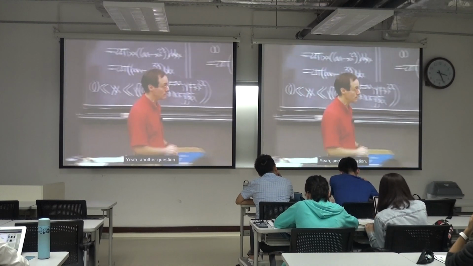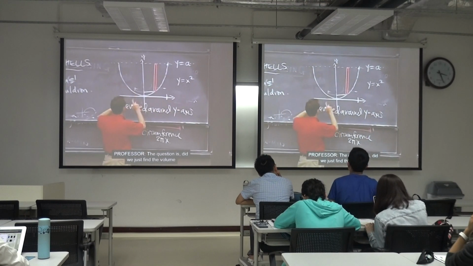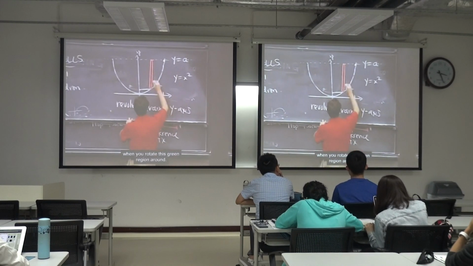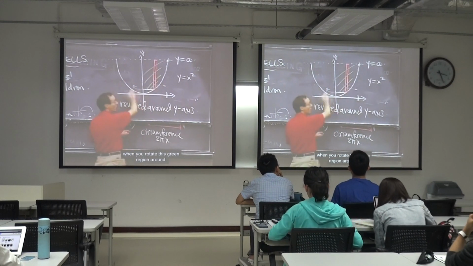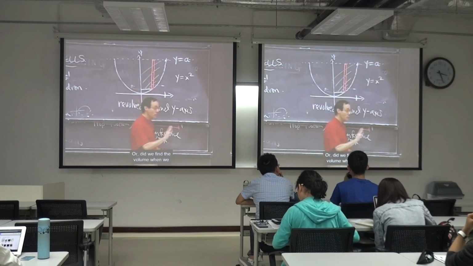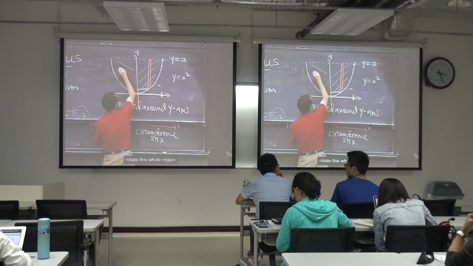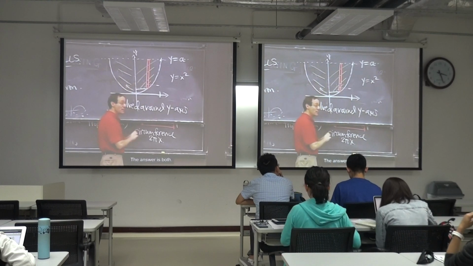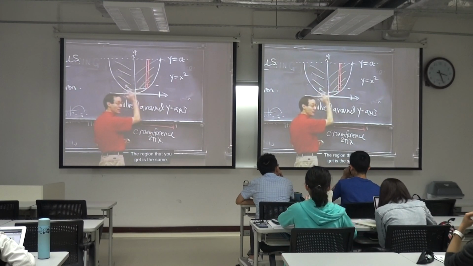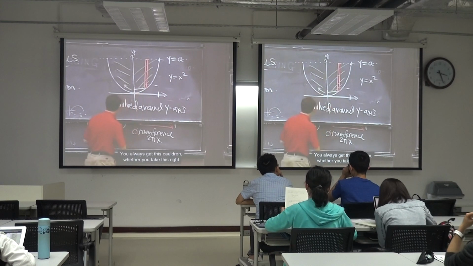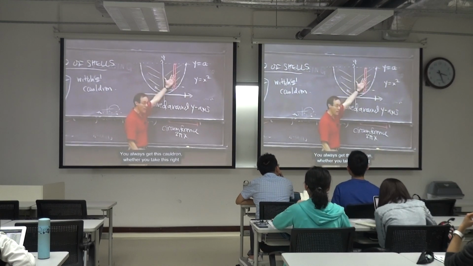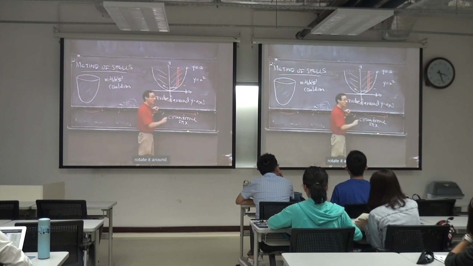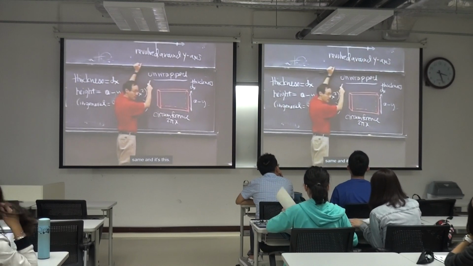Yeah, other question. The question is, did we just find the volume when you rotate this green region around, or did we find the volume when we rotate this whole region? In other words, just the right half or the right and the left half? The answer is both. The region that you get is the same. You always get this cauldron, whether you take this right half and rotate it around, or you take both and rotate them around.